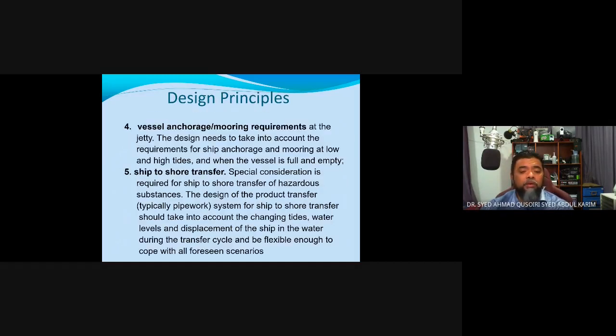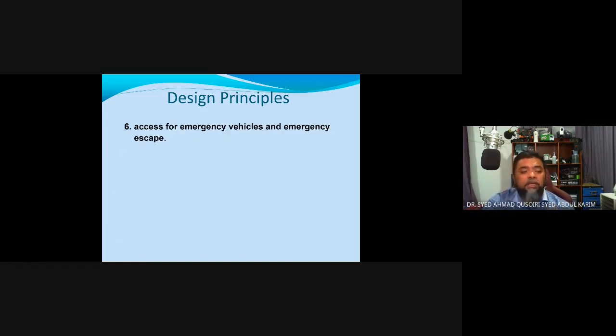Vessels anchorage and mooring requirements at the jetty. So the jetty must be designed for the type of vessel that will be anchored to it. And then ship to shore transfer, especially for ships that need shore transfer of hazardous material. So these are like specialized jetties to handle this type of materials. And of course, the access for emergency vehicles and emergency escape, when there are any mishaps that happen.